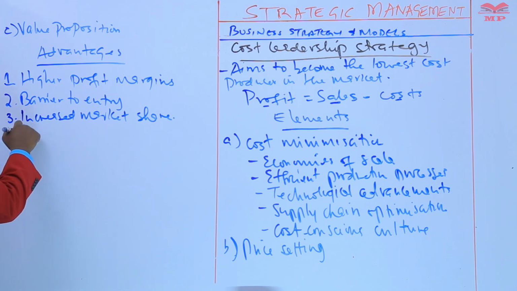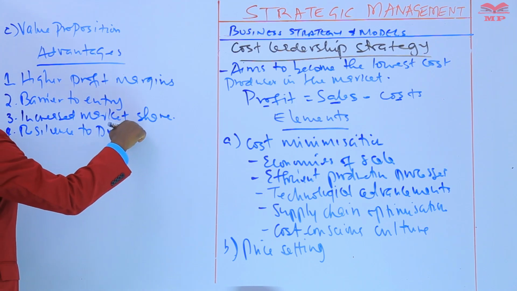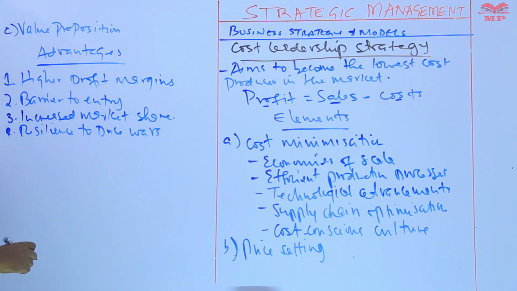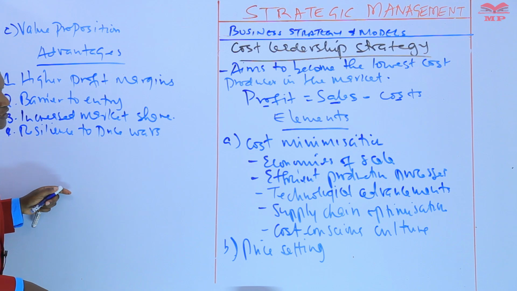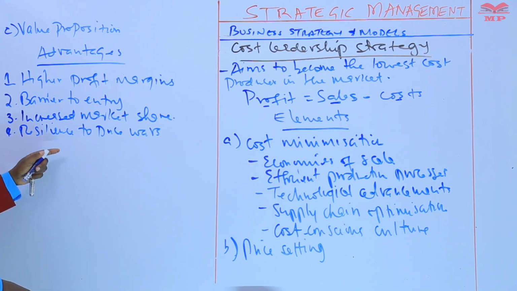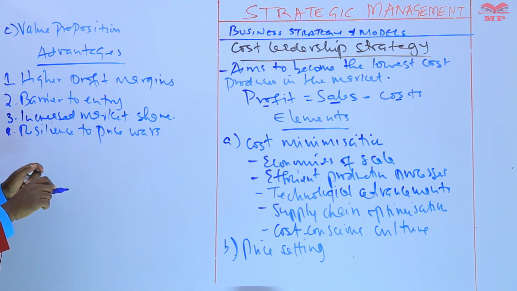Four, resilience to price wars. Cost leaders are better equipped to withstand price wars as they can lower prices further without sacrificing their profits. They can still lower prices and not be affected in terms of the profit margins. So these are 4 advantages.